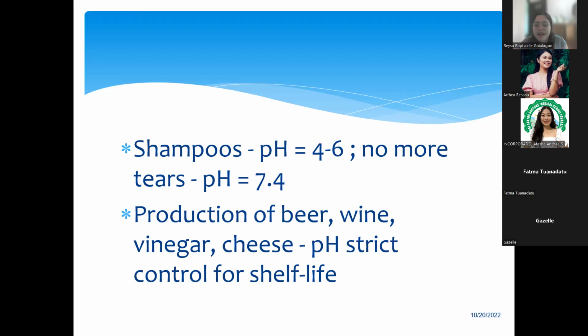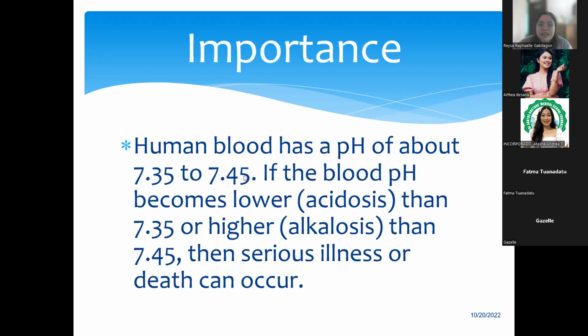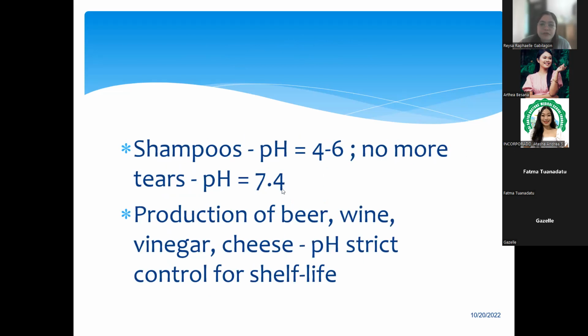I don't know if you have heard that one in the advertisement, the "no more tears" formula for babies. Actually, they adjust the pH of that to 7.4. So what is our pH? Normal range, 7.35 to 7.45. So even if you bathe the baby, class, and the shampoo gets in their eyes, it doesn't hurt, okay? Because it has the same pH as their eyes.